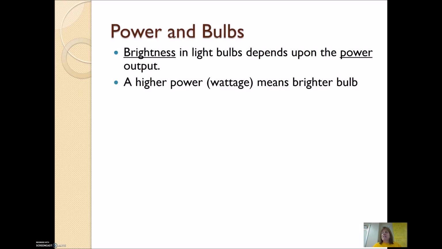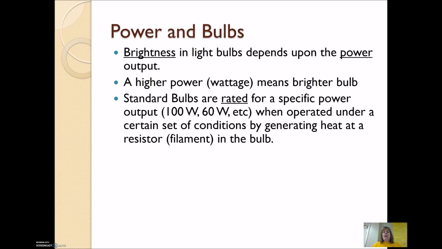Now, bulb brightness, how bright that bulb is, actually is related to the power output. Remember power, PIV? I times V, or V squared over R, or I squared R? Well, a higher power output means a brighter bulb. And if you think about it, when you buy bulbs, you buy 60-watt bulbs, right? Watt is the unit of power. Now, bulbs that have these ratings of 100 watt or 60 watt or 40 or 25 or whatever, that is based off of a set of conditions.